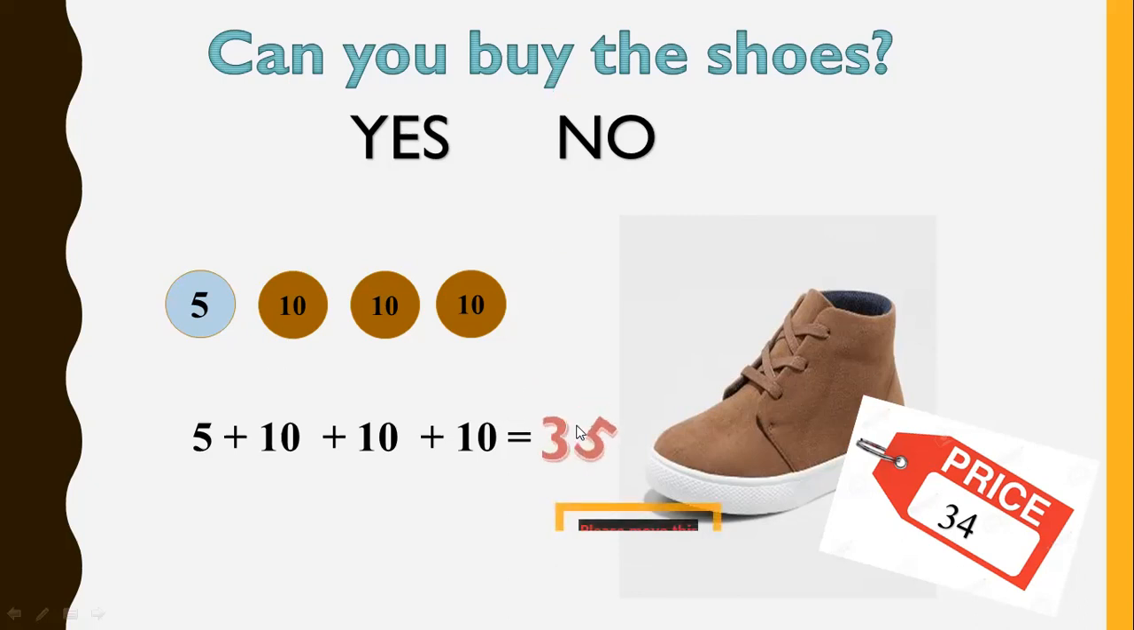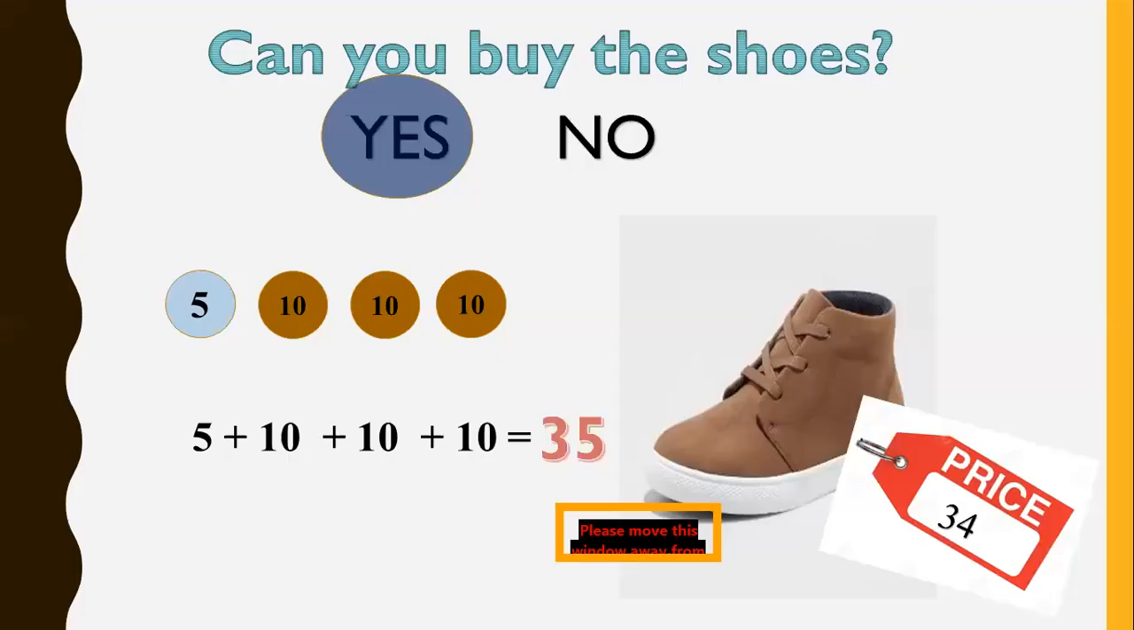And let's see, can we buy the shoes? Yes or no? It's totally up to you, boys, what you are going to decide. Can we buy the shoes for 34 reals, as we have 35 in the pocket? So 35 is a bigger number than 34. So send me your answers. Yes, we can buy the shoes that cost 34. Okay, that's all. I hope you have understood.